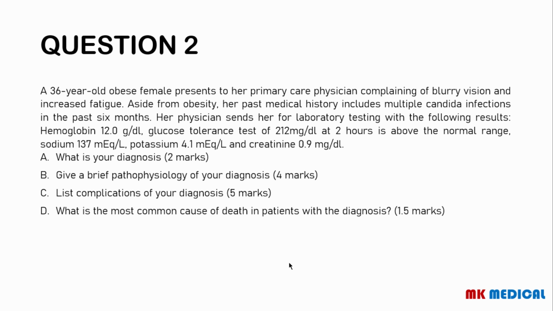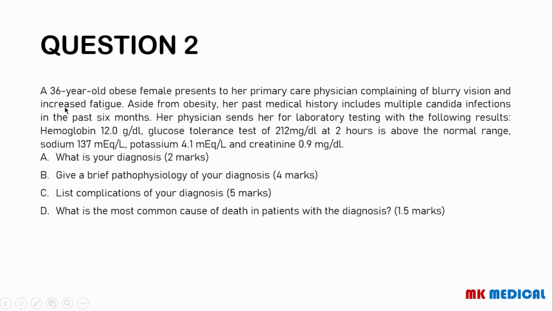A 36-year-old obese female presents to the primary care physician complaining of blurry vision and increased fatigue. Aside from obesity, her past medical history includes multiple candida infections in the past 6 months. Her physician sends for her laboratory testing with the following results. So a hemoglobin of 12 grams per deciliter, a glucose tolerance test of 202 milligrams per deciliter at 2 hours is above the normal range, the sodium of 137 milliequivalents per liter, potassium of 4.1 milliequivalents per liter, and the creatinine of 0.9 milligrams per deciliter. So what is your diagnosis?